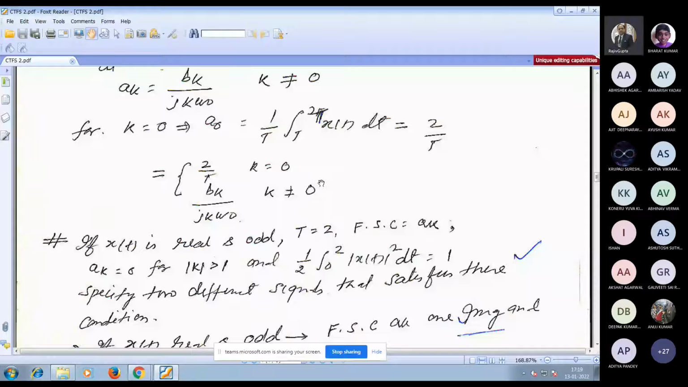First you tell me what we have to find from this. We are looking for a signal x(t) which satisfies these conditions. And since they are asking about x(t), it could be possible that there are two signals which can satisfy this condition. So we need to find those two signals.